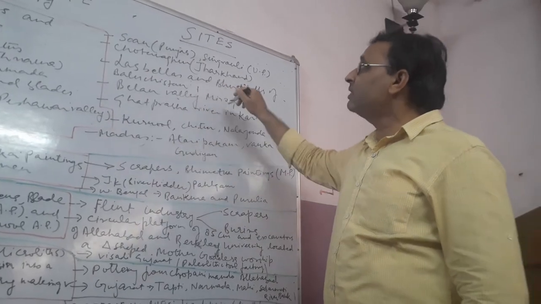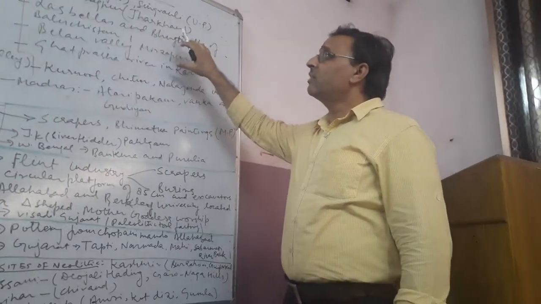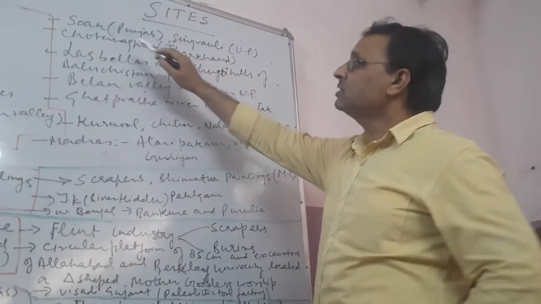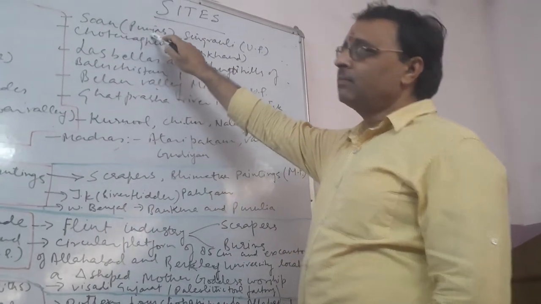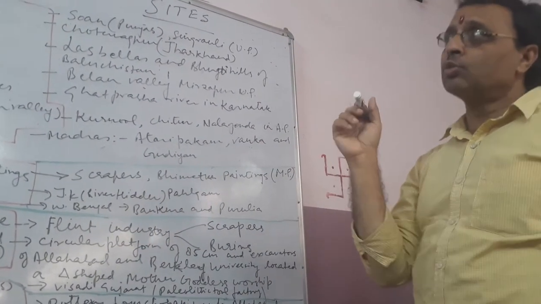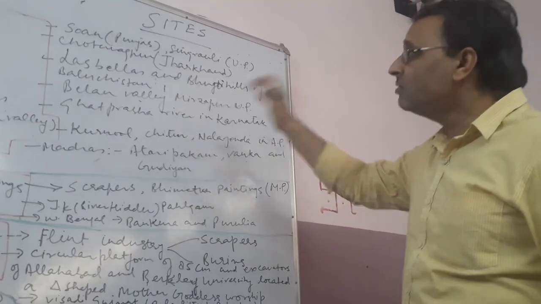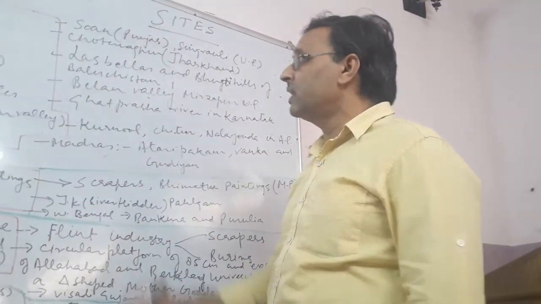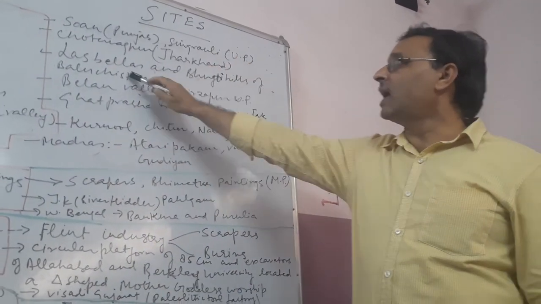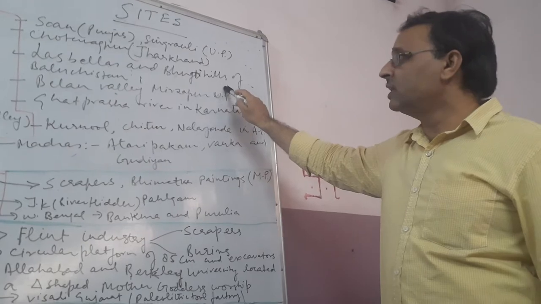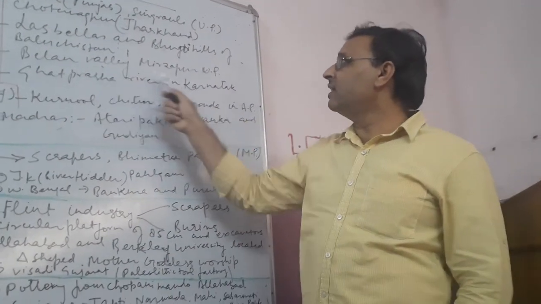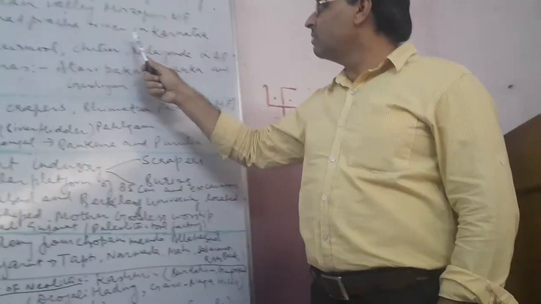Besides this, from where have we discovered these tools? In India, we have discovered these tools from different sites. What were the sites? First is the Son River Valley in Punjab, and Singrauli in UP. These sites belong to the lower Paleolithic age, and we have discovered hand axes and pebble tools from there. Besides this, Chota Nagpur in Jharkhand is also a site. Las Belas and Bhukti Hills of Baluchistan in the Kachi Plain in the Pakistan area at that time. Then Belan Valley in Mirzapur, UP. Ghatprabha River in Karnataka.